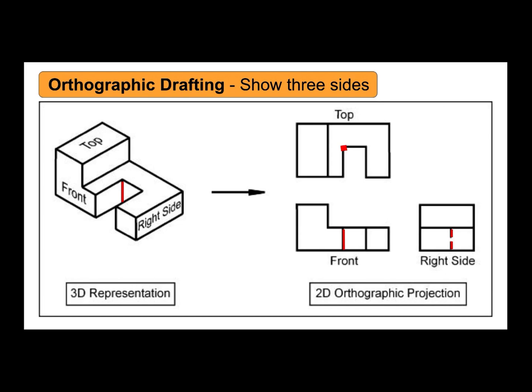There's a red line there on the inner notch in that shape. In the two-dimensional orthographic projection on the right, we can see that same red line. At the top view, it's that red dot. So that's the inside of that corner. And then the front view of that, again, you can see the left side of that notch, and then the right side.